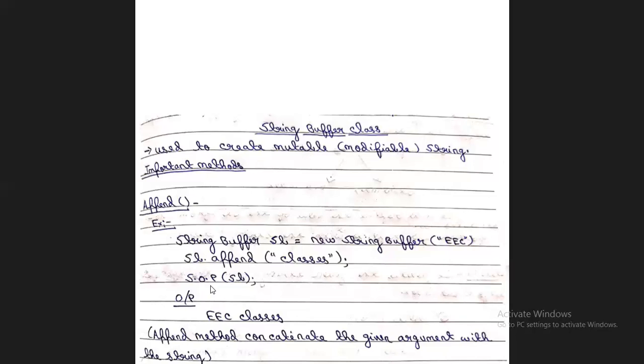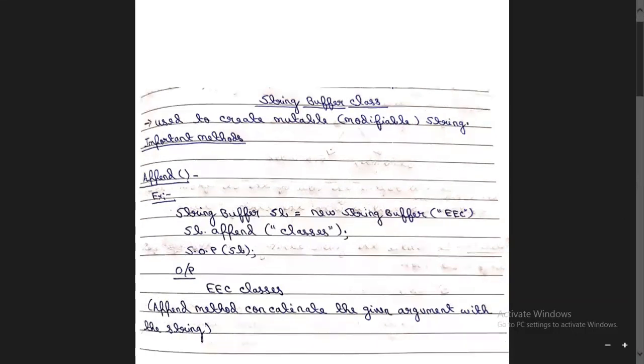Now, in this example, we have used string buffer. First, we created a string buffer class object, and this object has a value EC. After that, through this object, we call the append method, and inside this append method, we passed an argument. After that, when we use system.out.println for printing the object, our value will be shown, because through the append method, the two strings or parameters are appended, and our output will be shown as EC classes. So the append method is used for this.